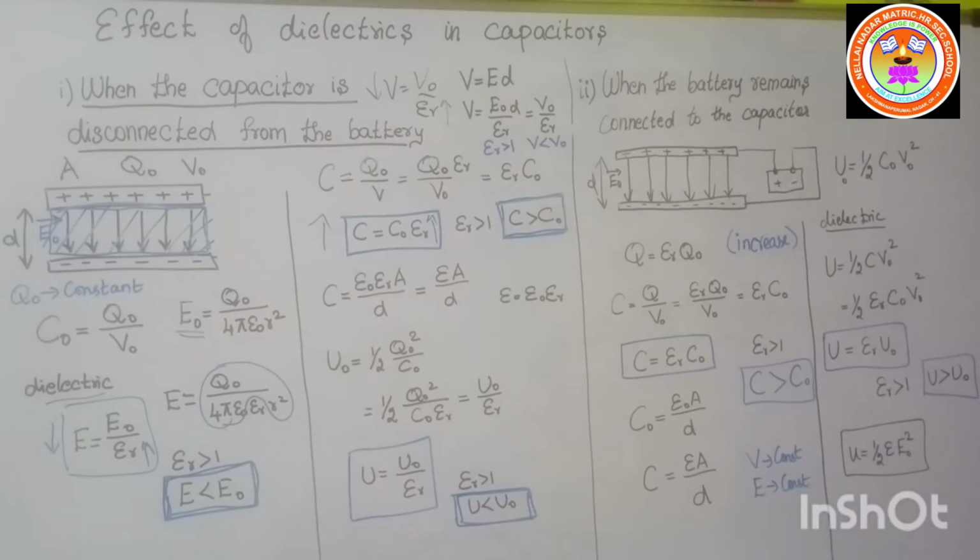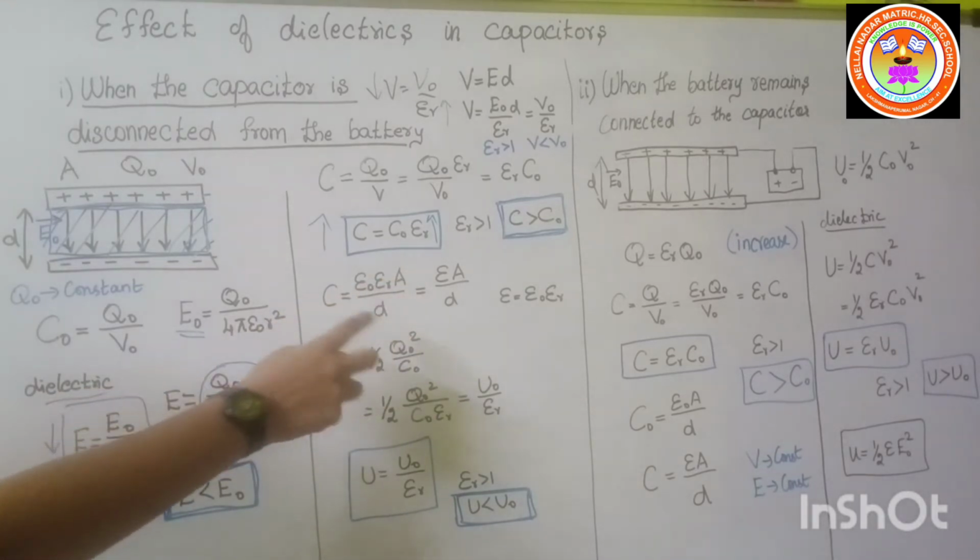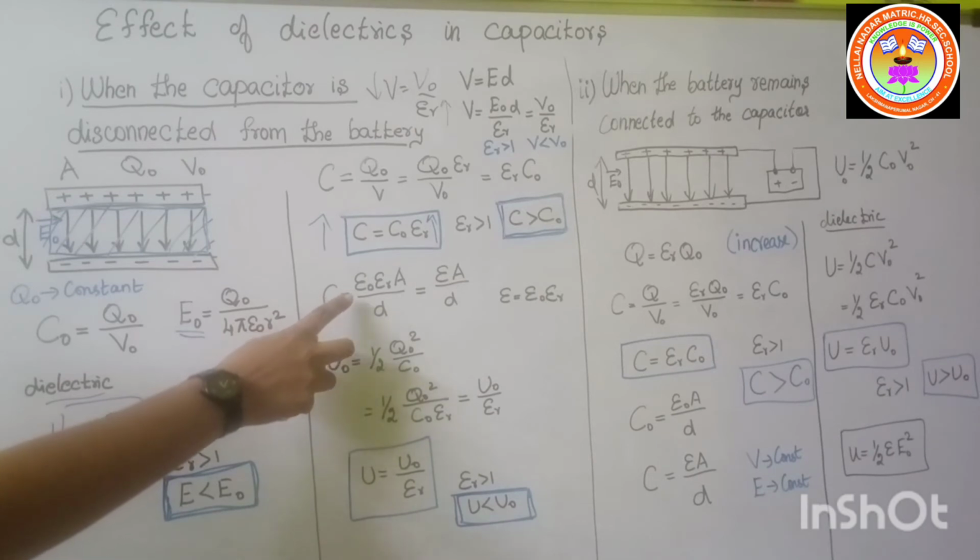Parallel plate capacitor. You all know the formula for the parallel plate capacitor: C is equal to epsilon A by D, or for air or another medium, we can write C is equal to epsilon naught A by D.